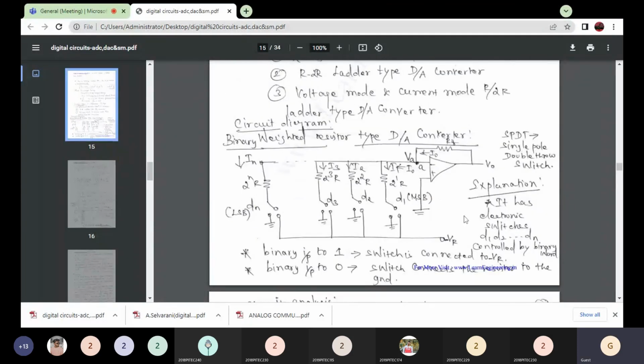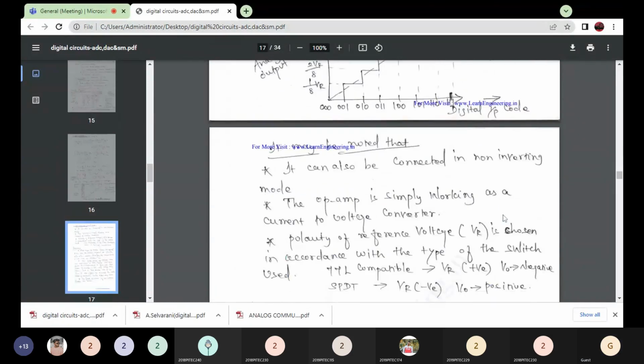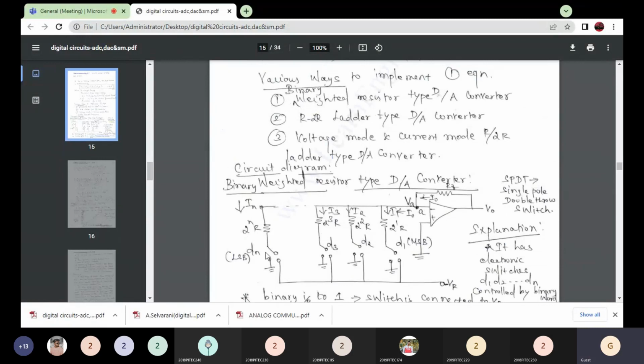Then here we should note that the reference voltage is connected to the inverting terminal. All of you listen. The reference voltage is connected to the inverting terminal, and we can also connect the reference voltage to the non-inverting terminal. That type of converter is the non-inverting binary weighted resistor type D2A converter. This is the inverting type.